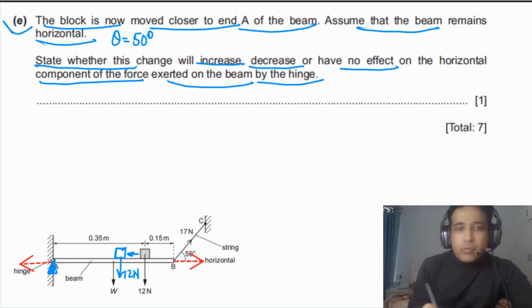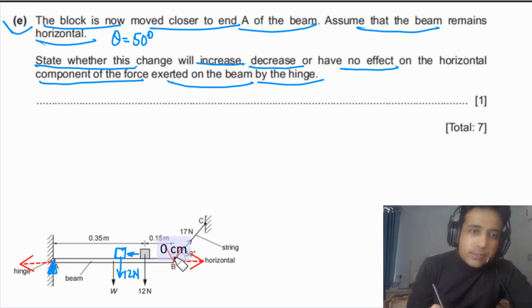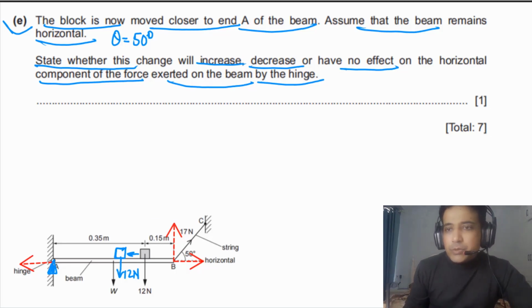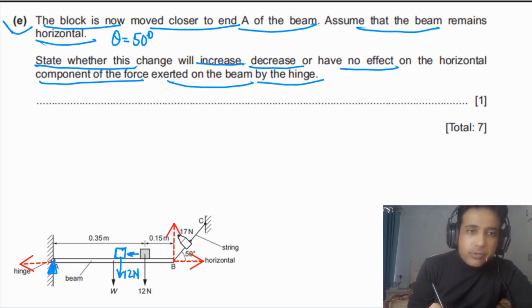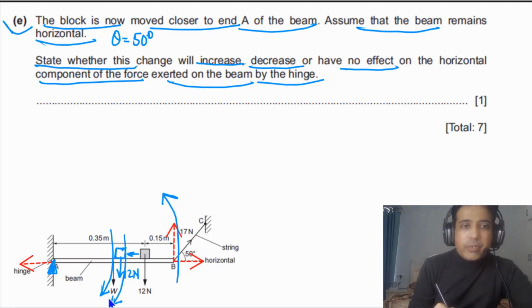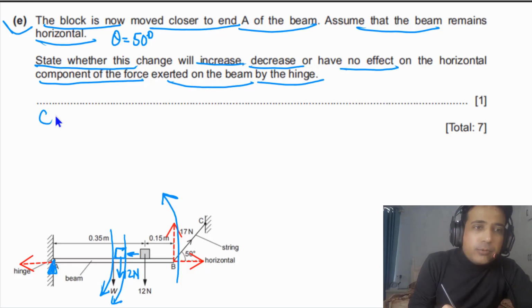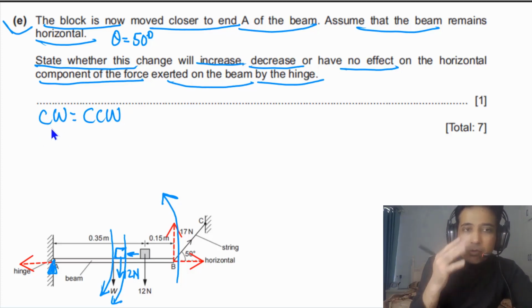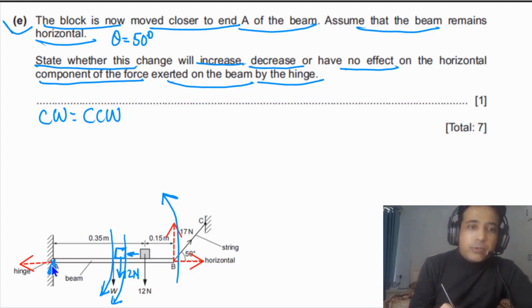Now if we take moment about this point, we have already discussed that the vertical component of tension is producing counterclockwise moment. So this vertical component will produce counterclockwise moment, and this weight will produce clockwise moment, and this block will also produce clockwise moment. If this beam is in equilibrium, then the sum of clockwise moments has to be equal to the sum of counterclockwise moments about point A, because we have assumed this is our pivot.